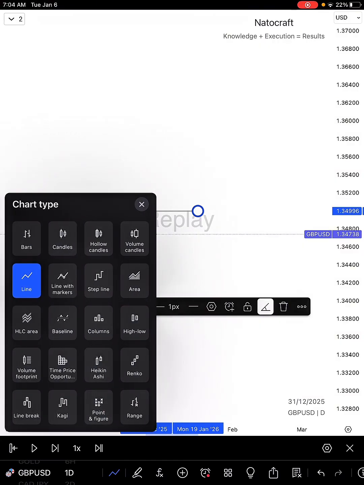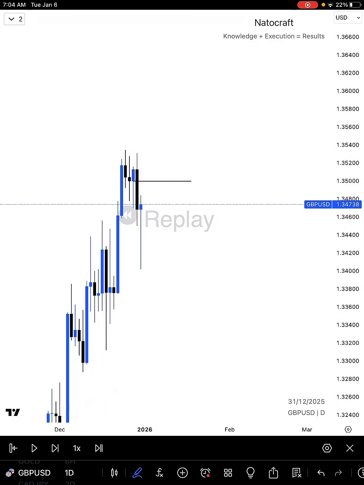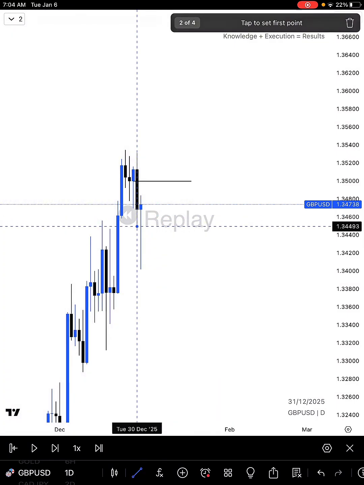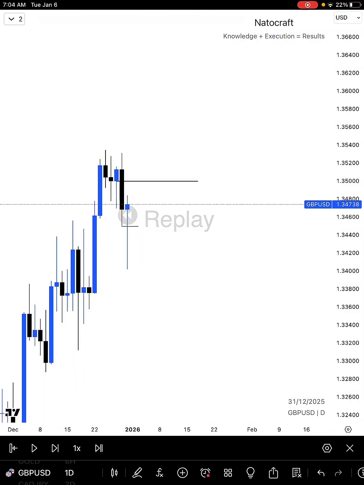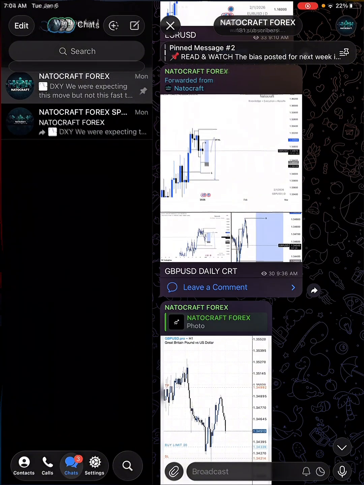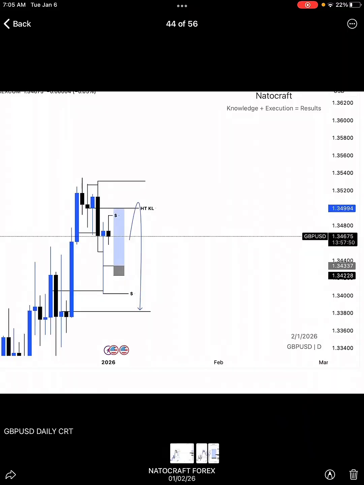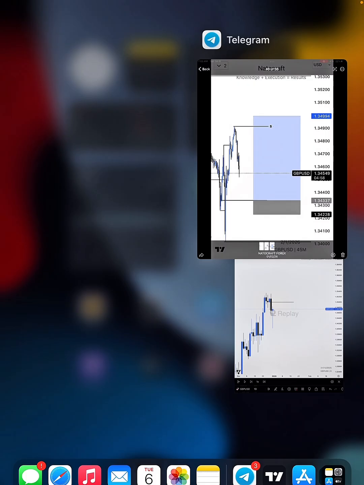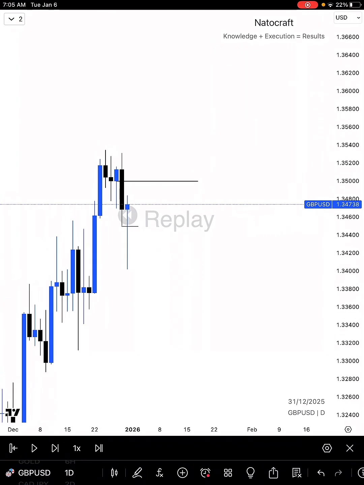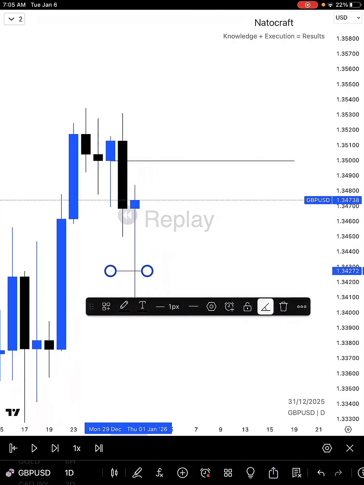You understand? Then I saw this CRT formation right here. I saw this CRT. You get, that's why it was a buy to sell, as you can see. Yeah, we bought to sell. So let's go. Then I saw this CRT. That was what prompted me to even take the buy trade.